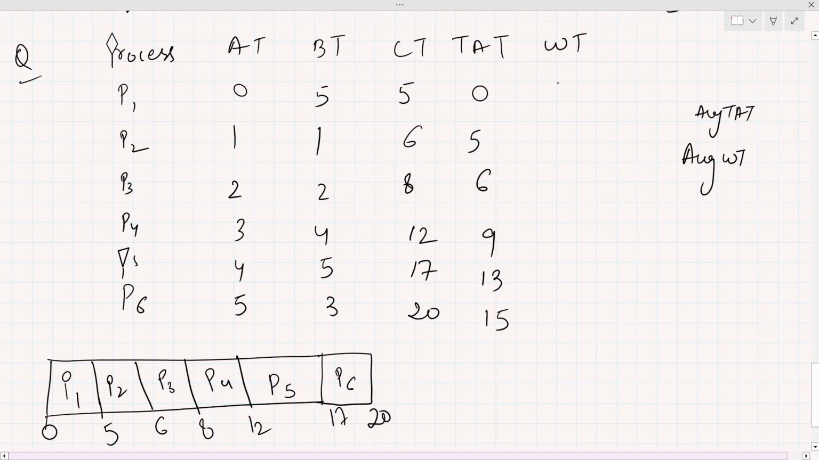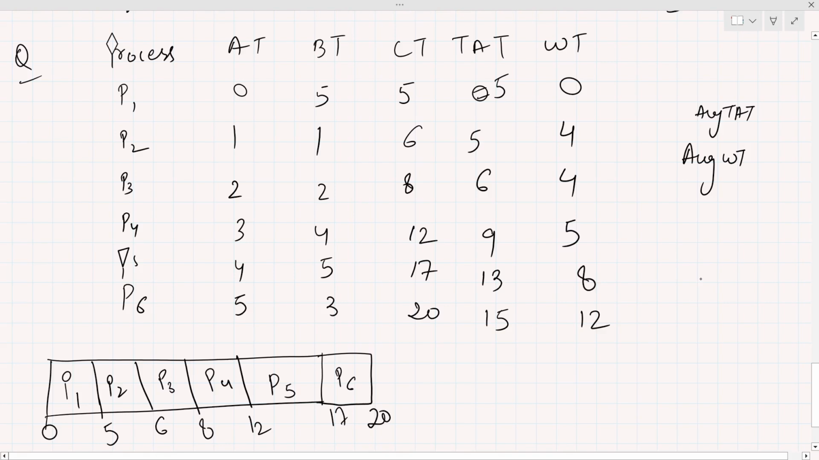Now we have to calculate the waiting time. So waiting time is what? TAT minus burst time, turnaround time minus burst time. So for turnaround, okay, it becomes 5 not 0, because TAT is completion time minus arrival time, so 5 minus 0 we will get 5. Now waiting time is TAT minus burst time, so 5 minus 5 is 0, 5 minus 1 is 4, 6 minus 2 is 4, 9 minus 4 becomes 5, 13 minus 5 is 8 and 15 minus 3 is 12. So we found the TAT and waiting time.